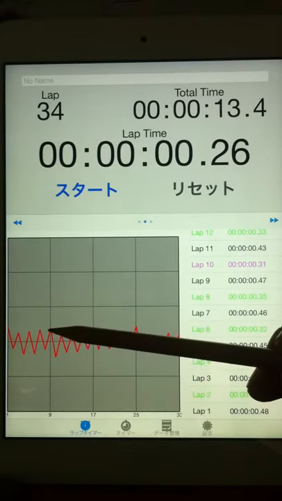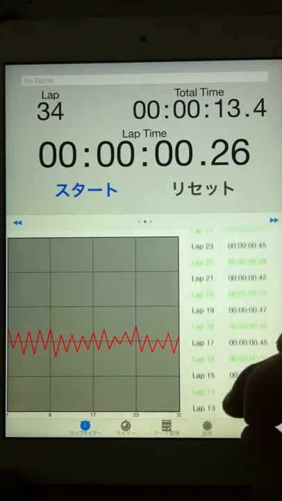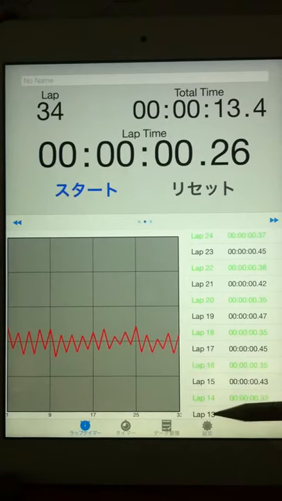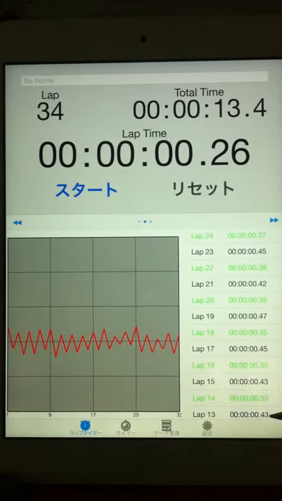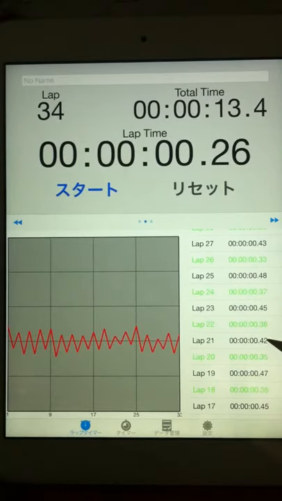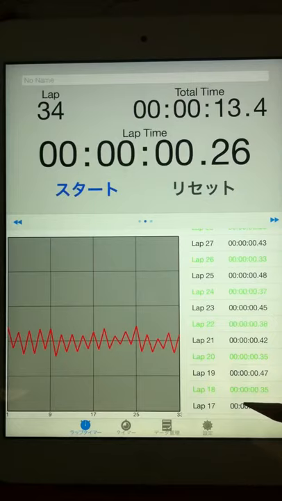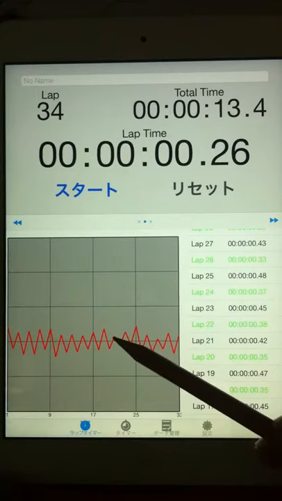This is probably 70%. And the smallest bounce is here. 1, 2, 3. 1, 2, 3. The difference is 6. 6 divided with 8, 7. It's 7%. The smallest bounce is here. 7%.